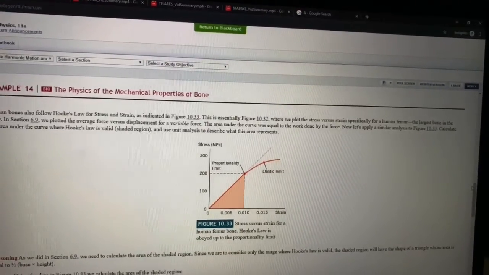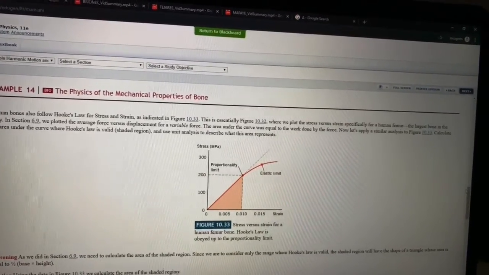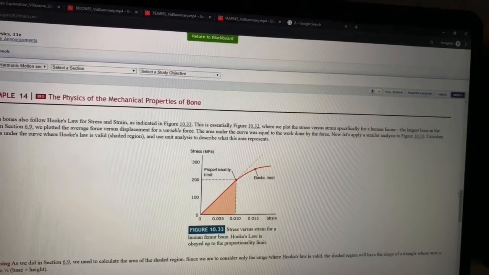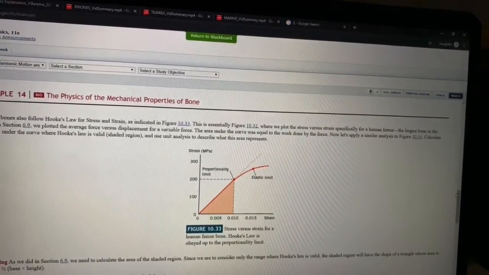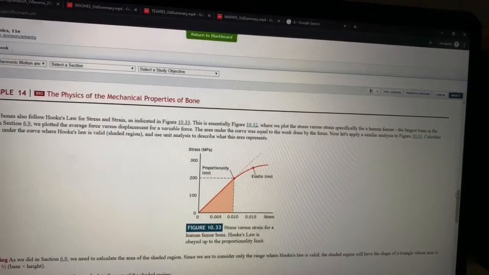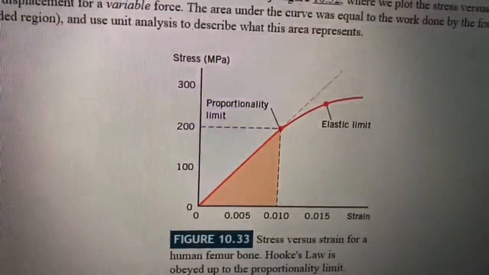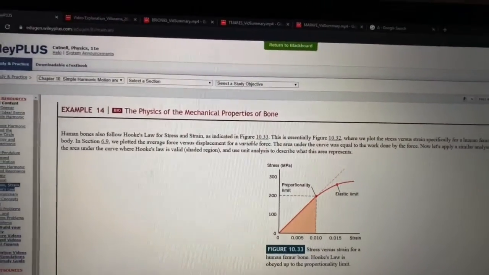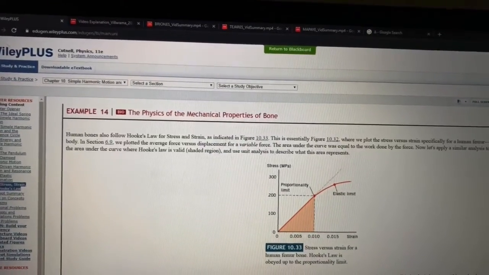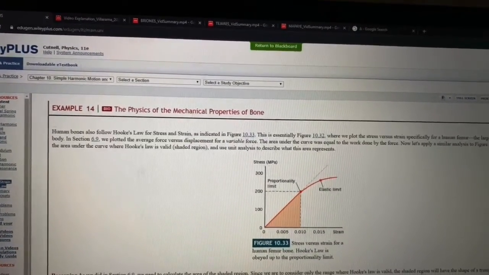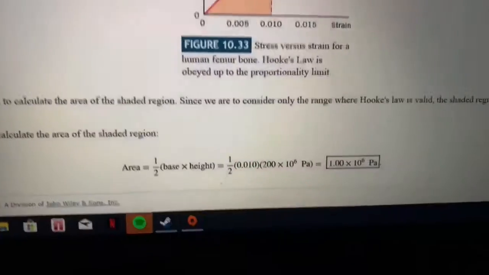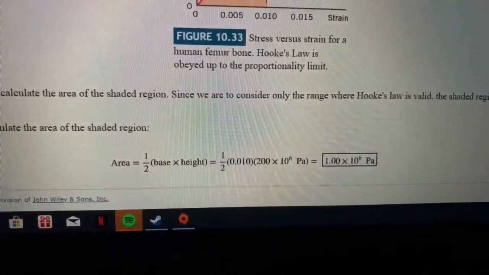Now let's apply a similar analysis to figure 10.33, and the question is, calculate the area under the curve where Hooke's law is valid, which is the shaded region, and use unit analysis to describe what this area represents. So this is the working.